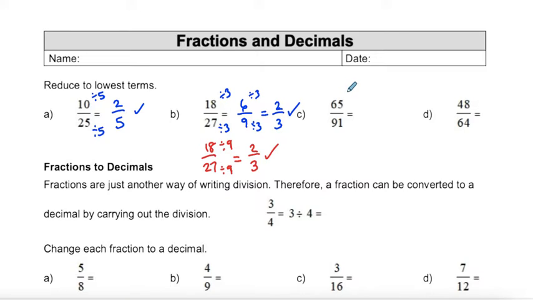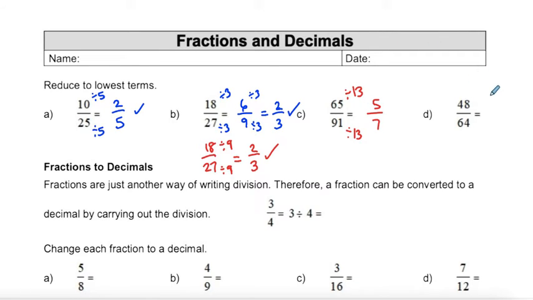The one that does work is 13. So I can divide both my numerator and my denominator by 13. So that gives me 5 in the numerator and 7 in the denominator. So don't be afraid to go up higher than 12 because sometimes that has to be what happens.